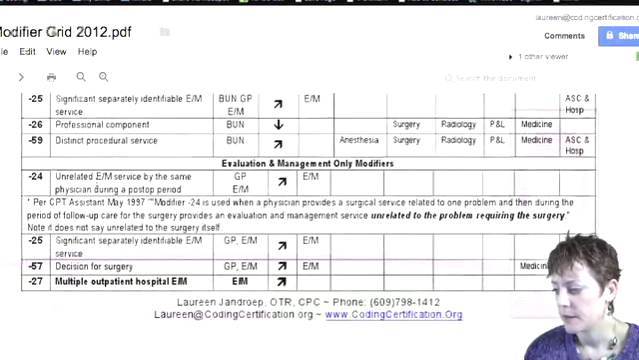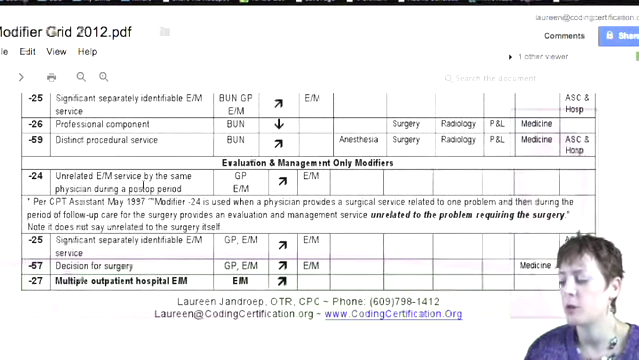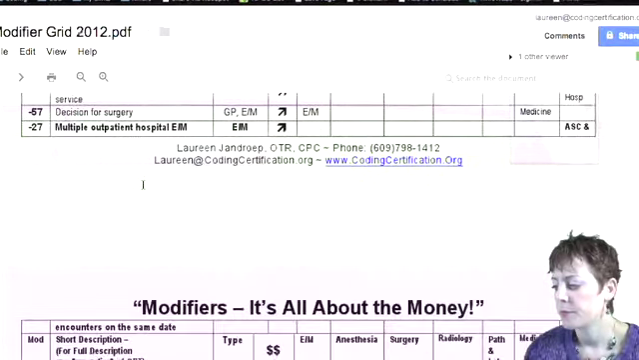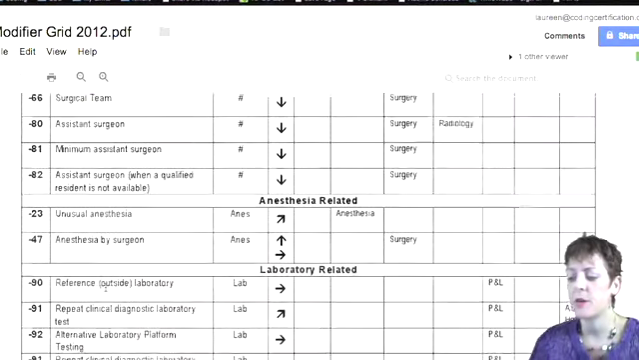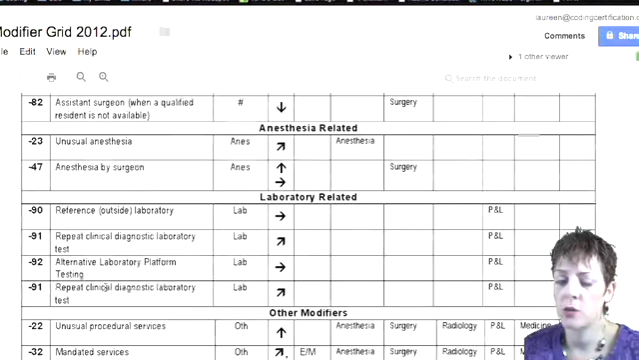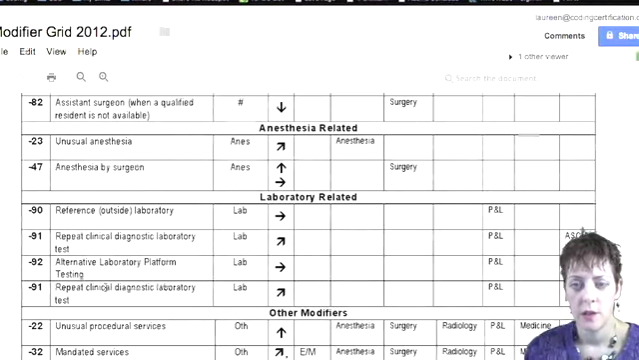Let's see. Then we've got E&M only ones. Those are pretty self-explanatory. We've got number of surgeon modifiers. So I think you can kind of read that and get the idea. Anyway, I just wanted to draw your attention to this modifier grid.